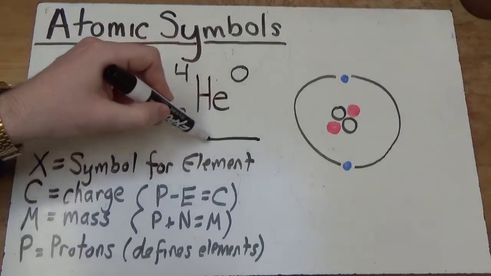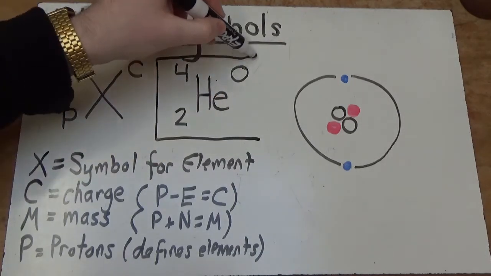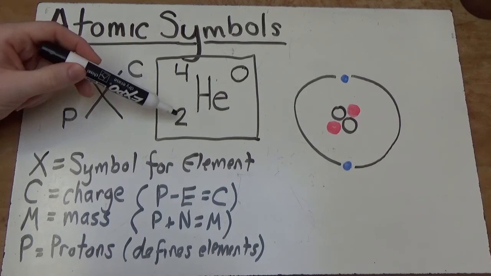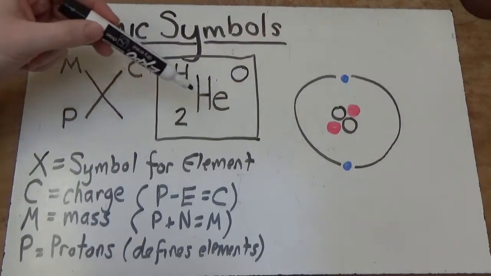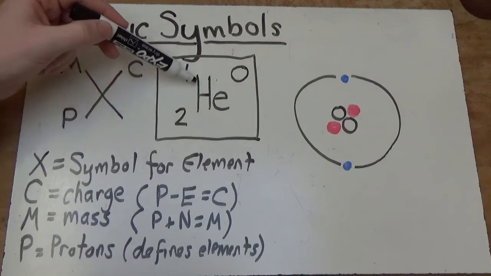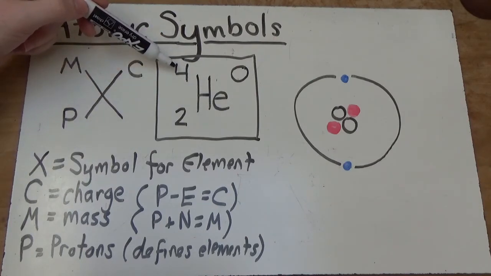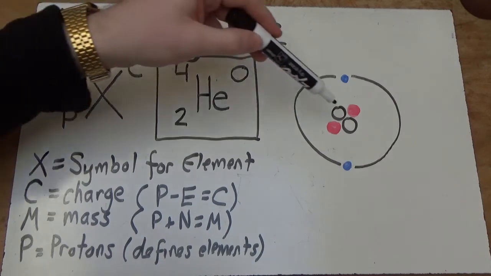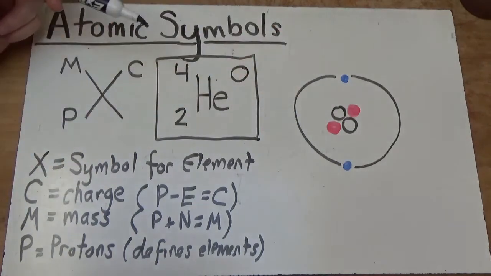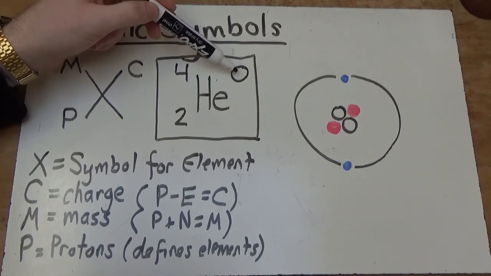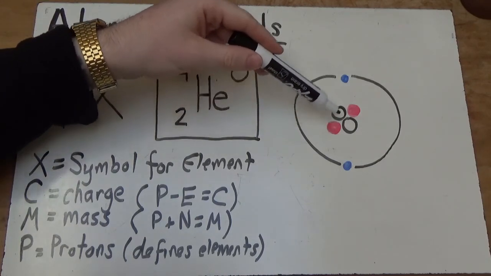Now, this symbol can stand in for this picture as it gives us the same information. It tells us that we have 2 protons, which makes this helium. This is the definition of helium. It has a mass of 4, which means I must have 2 neutrons, and a charge of 0. So I have an equal number of protons and electrons.